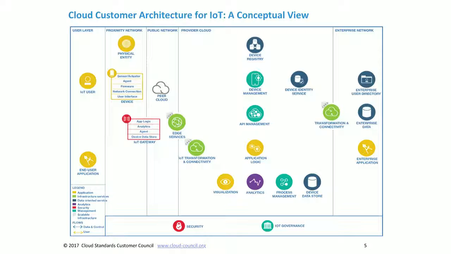Thank you, Tracy. This is the overall overview of the architecture, showing you from a conceptual perspective the different components that are part of an architecture, as well as the different layers, whether we're talking about a user layer, proximity layer, the public network, the provider cloud, which is typically where you're going to build your solution itself, and the integration back to the customer's own existing solutions, which would be the enterprise network.